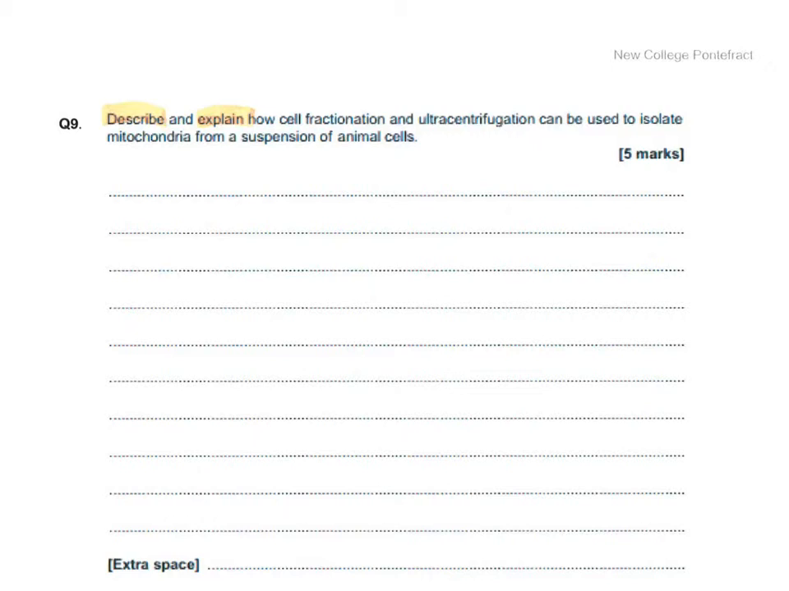I'd like you to look at the mark scheme for this question. It's quite a straightforward one to go through. Just want to learn a sequence of events. Where people fell down was not explaining. So why do you use isotonic solution? To stop osmotic damage to the organelles.